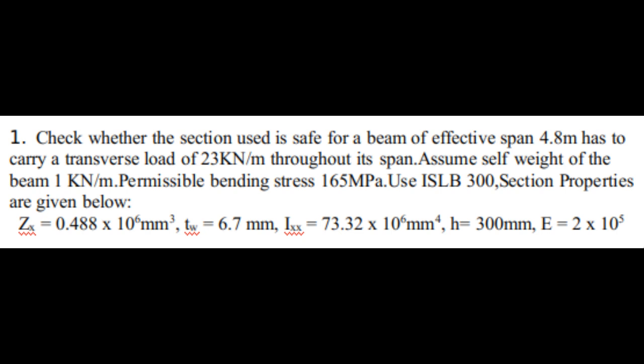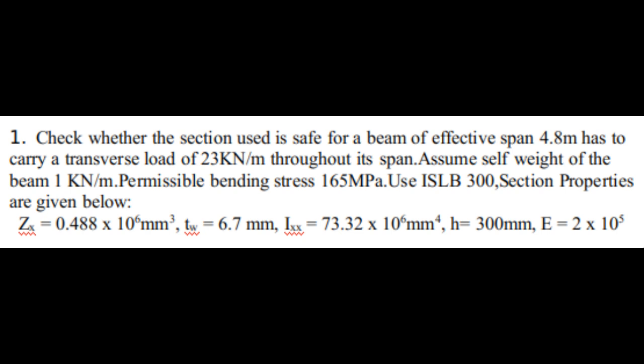Now let us see one example and see how we solve that problem. The question goes this way. Check whether the section used is safe for a beam of effective span 4.8 meter, which has to carry a transverse load of 23 kilonewton per meter throughout its span. Assume the self weight of the beam is 1 kilonewton per meter. Permissible bending stress is 165 MPa. Use ISLB 300, and the section properties are given below.